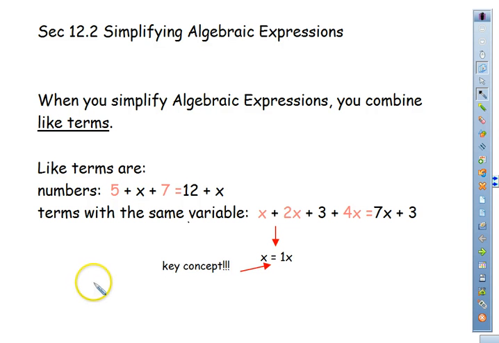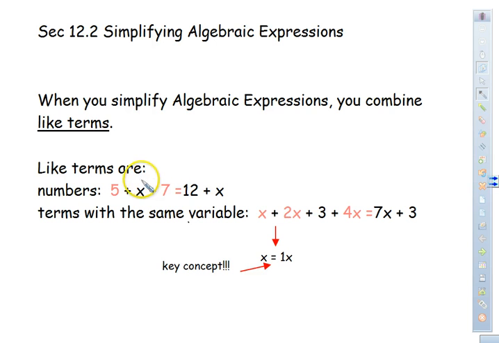Alright, we're discussing 11.2, simplifying algebraic expressions. What I want you to do is go ahead and hit pause and copy this down, and then we'll discuss it a little further. So go ahead and hit pause and copy it down. It says when you simplify algebraic expressions, you combine like terms. That's what we're going to be doing here today, combining all the terms that are like.